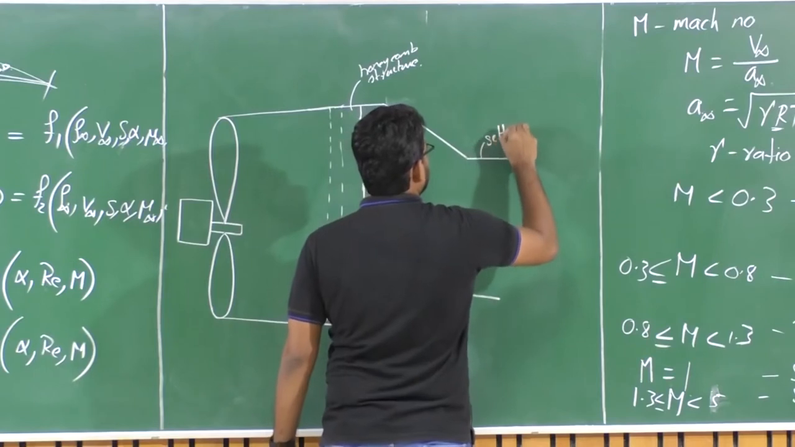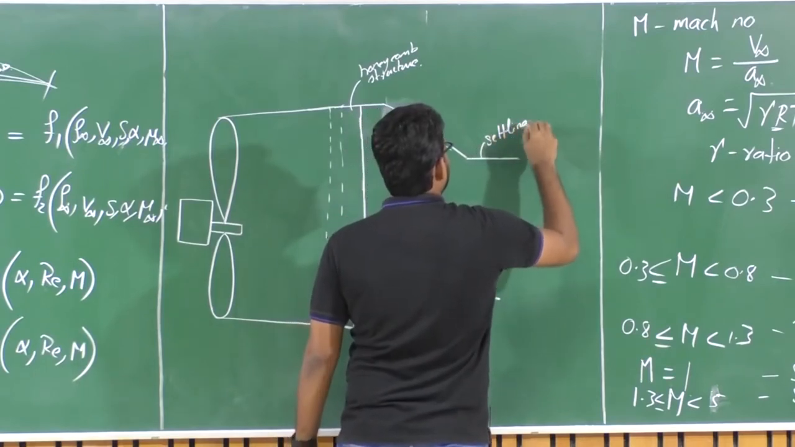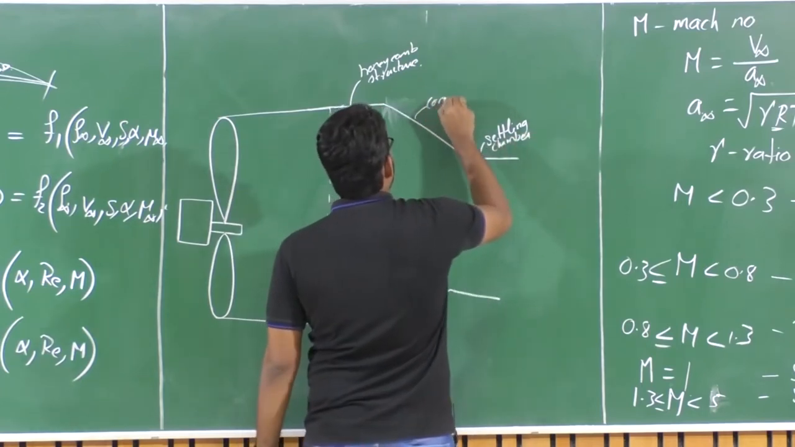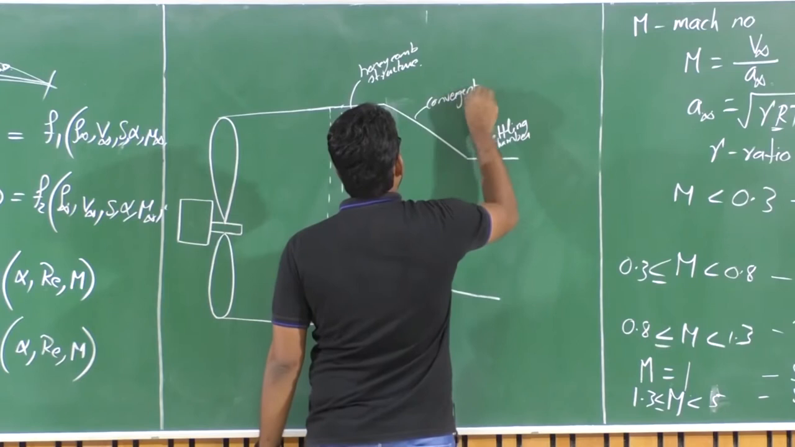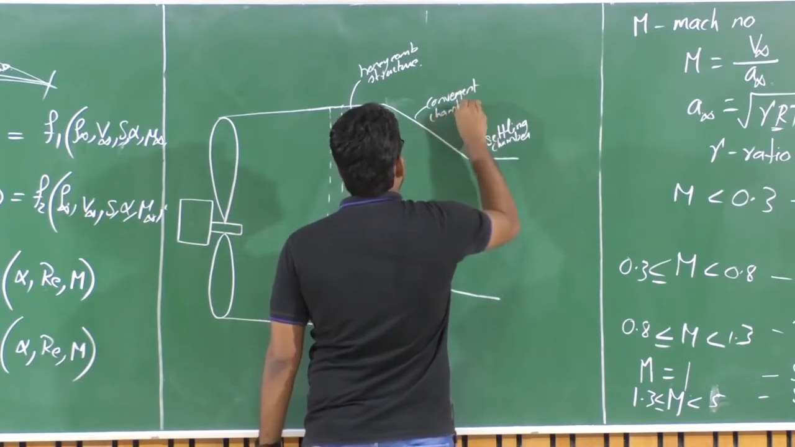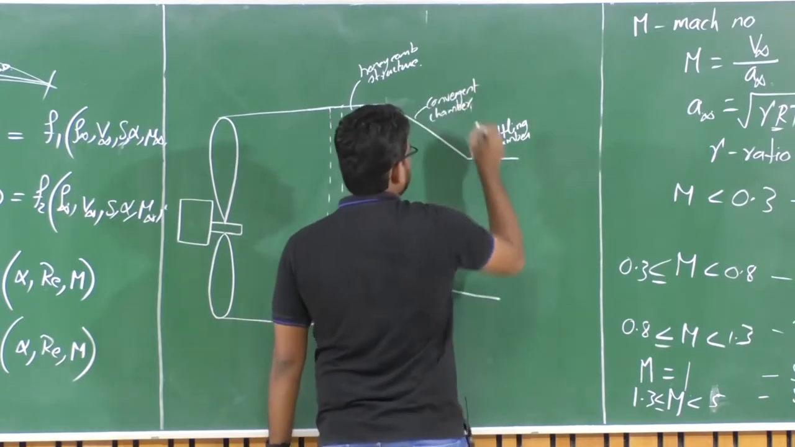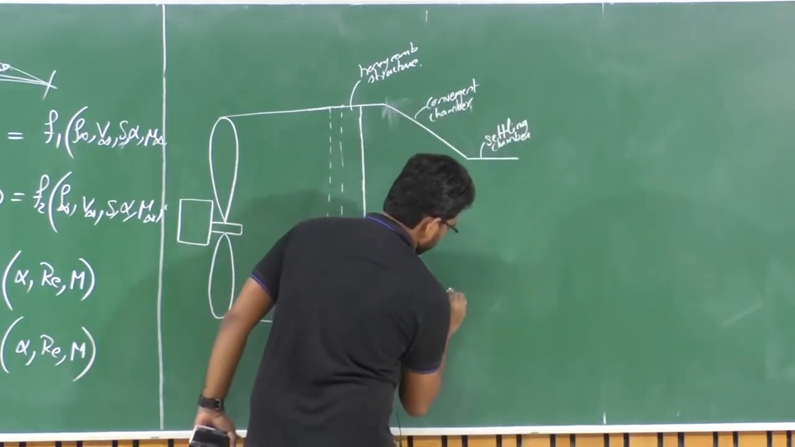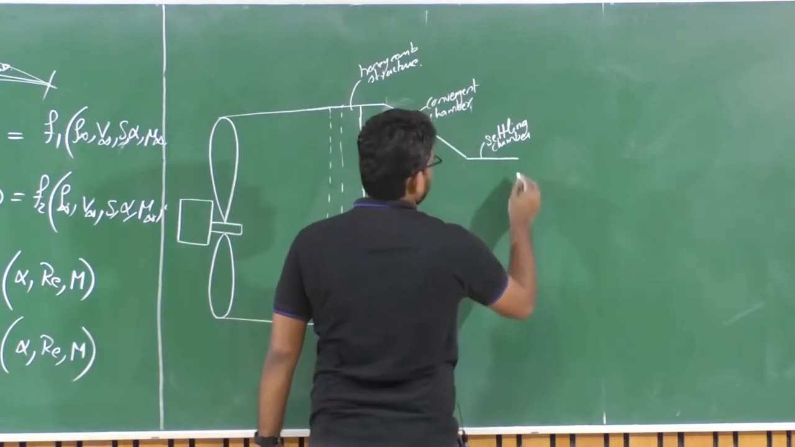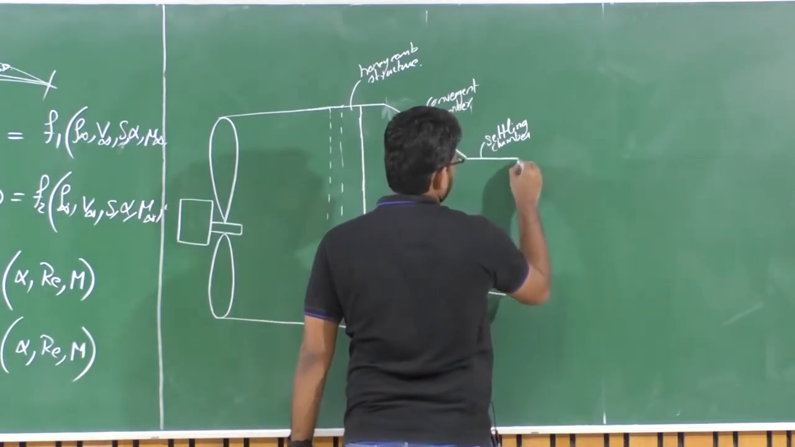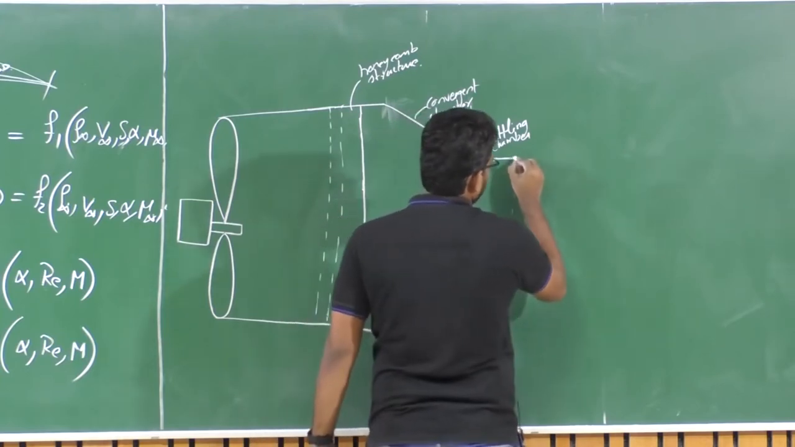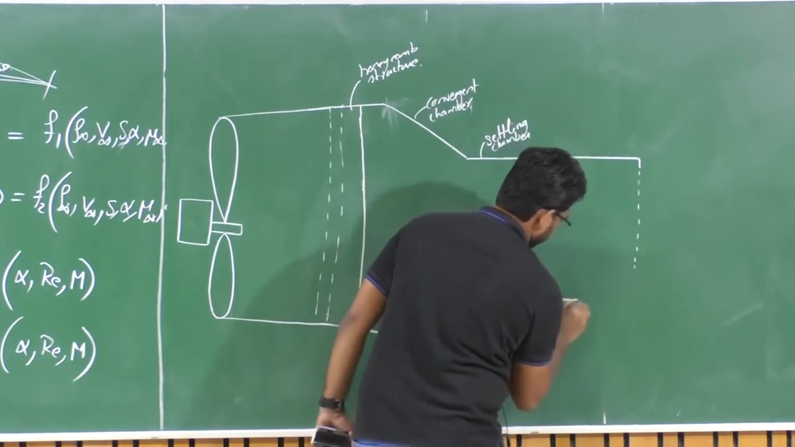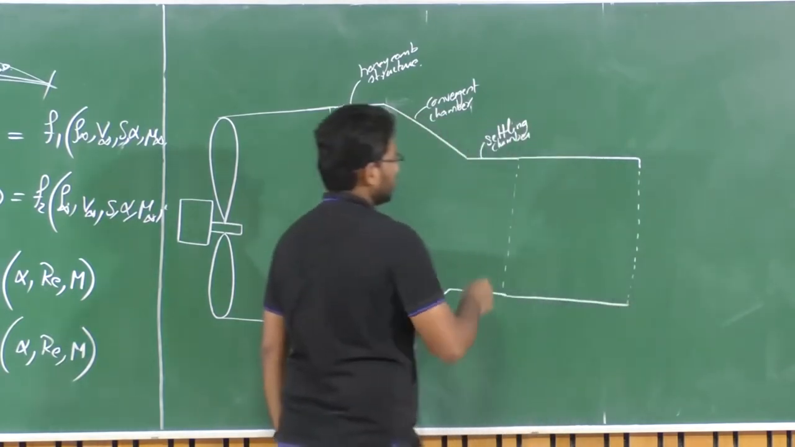So, chamber, convergent chamber, right? And then you have, yeah, the test section, right? So this is where we generally place our models.